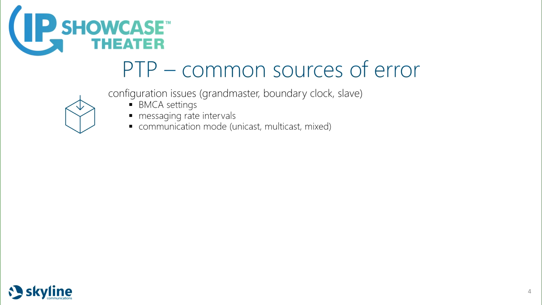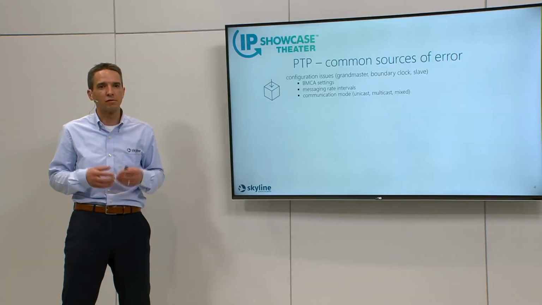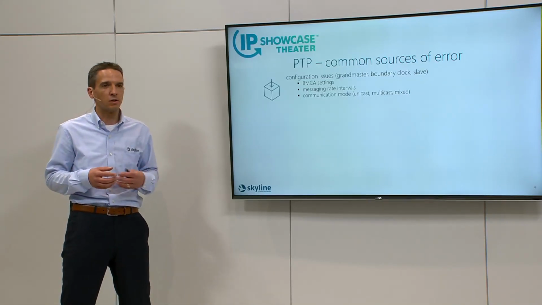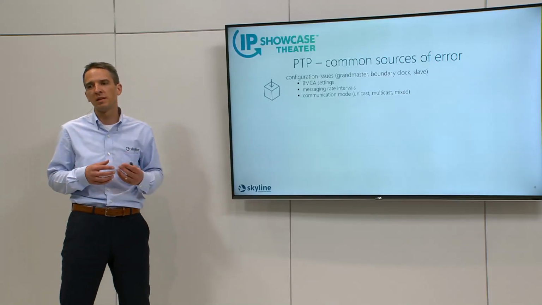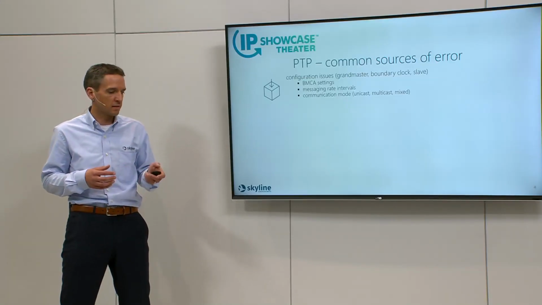Your BMCA settings, the best master clock algorithm settings, have to be the same on every single device. A very simple example is the domain number. If you have 5,000 devices talking to each other, that single setting has to be deployed to every PTP-aware device. Your priorities, there's a lot more to it, but also the messaging rate intervals, sometimes people forget about it, like sync interval, announcement interval, also the timeout intervals. You have to make sure those are the same in your facility. The communication mode is another example: it can be unicast, multicast, or mixed mode. Again, plenty of capabilities in how to set up PTP, plenty of things that can go wrong.